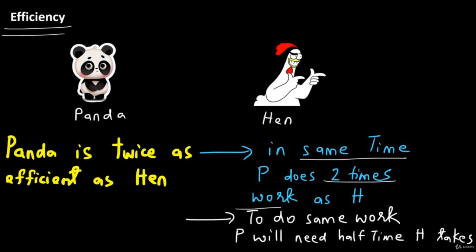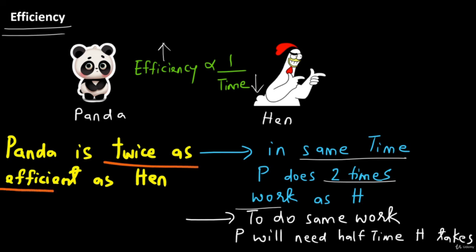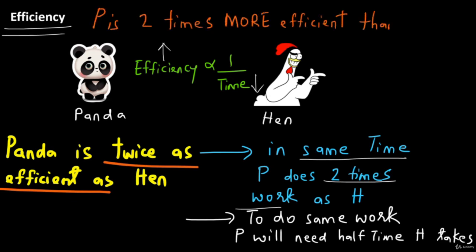So you can see that efficiency is inversely proportional to time. That is, if efficiency increases, the amount of time taken for a work decreases. Similarly, if the amount of time taken to complete a work increases, that means the efficiency is reducing. Alright, now over here it's mentioned that panda is twice as efficient as hen. Another terminology that you might see in questions is, it may say that panda is 2 times more efficient than hen.